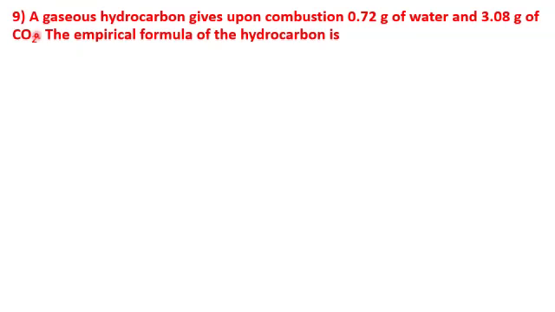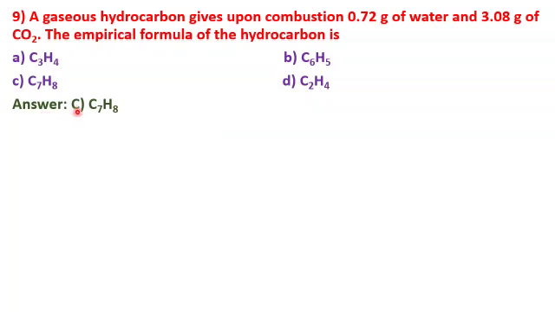Ninth question. A gaseous hydrocarbon gives upon combustion 0.72 gram of water and 3.08 gram of carbon dioxide. The empirical formula of the hydrocarbon is: option A C3H4, option B C6H5, option C C7H8, option D C2H4. The correct choice is C7H8. How can you calculate this one? I will show.